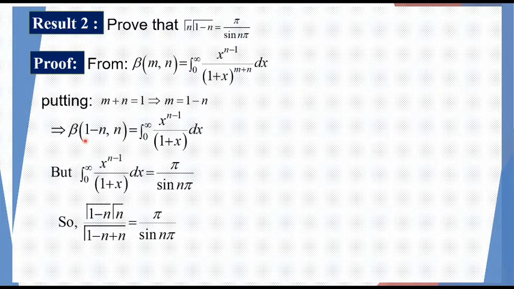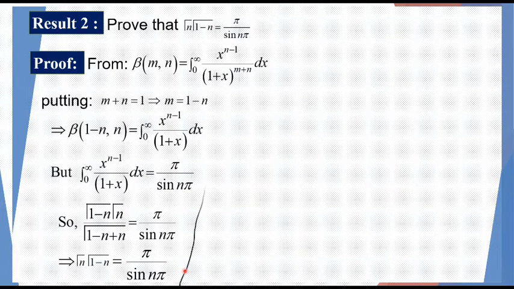So beta(1 minus n, n) can be rewritten in the form of gamma function as gamma (1 minus n) gamma n upon gamma (1 minus n plus n) equals pi upon sin n pi. So it is gamma 1, and gamma 1 equals 1. So gamma n gamma (1 minus n) equals pi upon sin n pi. So this is the proof of result number 2.